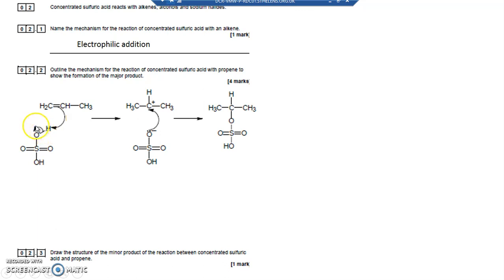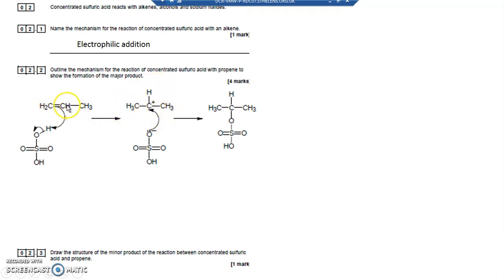And then the electrons here move onto the O because the H is bonded onto the alkene, so the electrons move onto the O. That's going to create an O minus because electrons have moved onto the O, so it creates a minus charge, and there's a pair of electrons there from the bond on the O. There's a plus charge here because the hydrogen is added onto the end, so this is the major product.